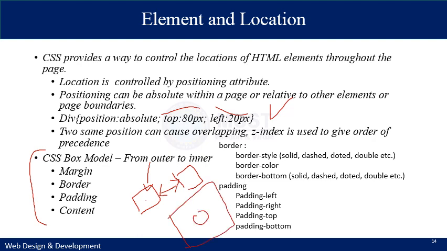Such as this is the content, and then you specify the padding, so that your content must be far away from the border. You can control these elements using the border attributes. You can specify the border style, colors, bottom, etc. And you can specify the padding, and you can specify different kinds of paddings or margins.